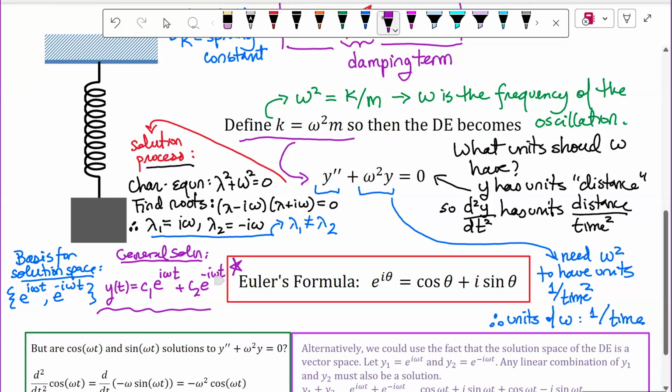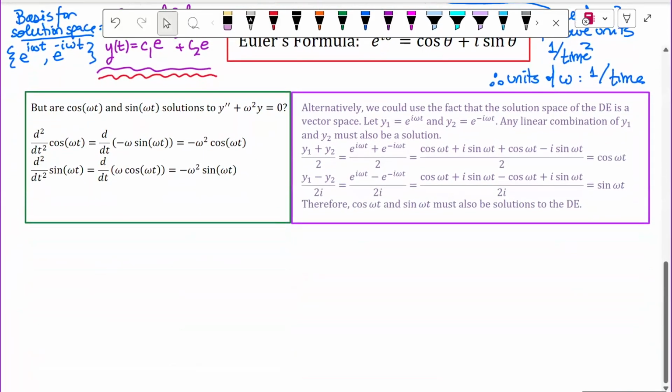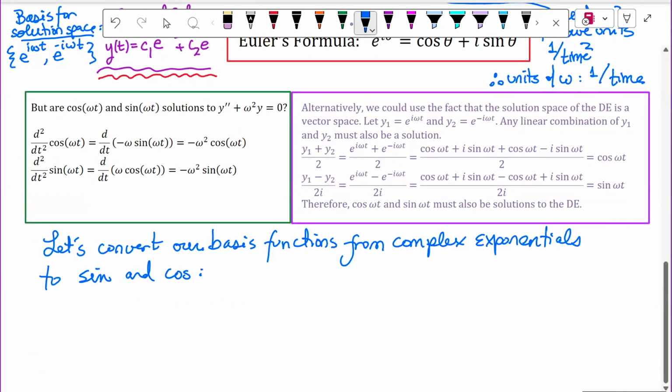This is going to allow us to take the form of the solution that we have just written as complex exponentials and convert into sine and cosine. I'm going to move below these boxes here, and we'll come back to the green and purple boxes in a second. Let's do the conversion now. Through Euler's formula, we know that e to the i omega t is cosine omega t plus i sine omega t.